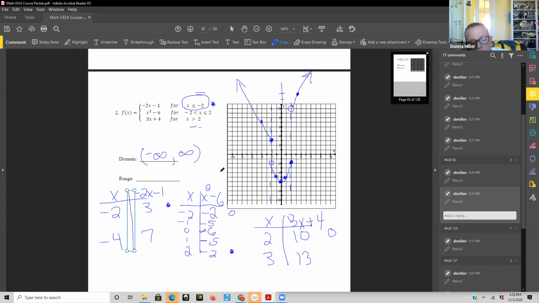Now the range is the tougher thing. It's kind of a weird range. So what I like to do when it's really complicated, you want to look at the graph and you want to see, well, for what y values is this thing defined?